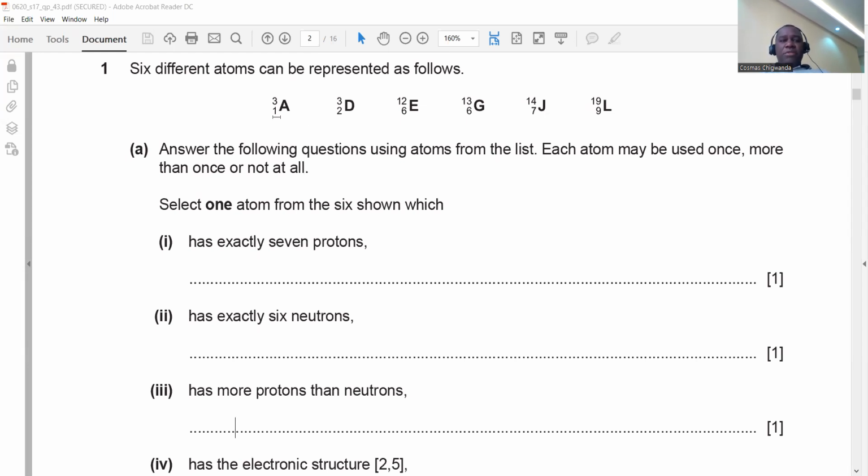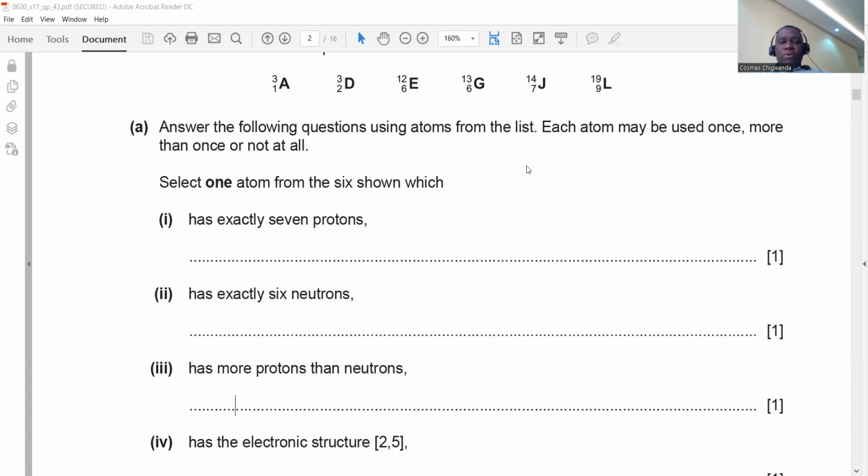Electronic configuration for this one is going to be 1. For this one is going to be 2. And for that one is going to be 2, 4. This one also 2, 4. But this one is going to be 2 and 5. Remembering that when we are doing electronic configuration, the first shell is always going to have 2, and then the subsequent shells can occupy 8, 18 in that way.